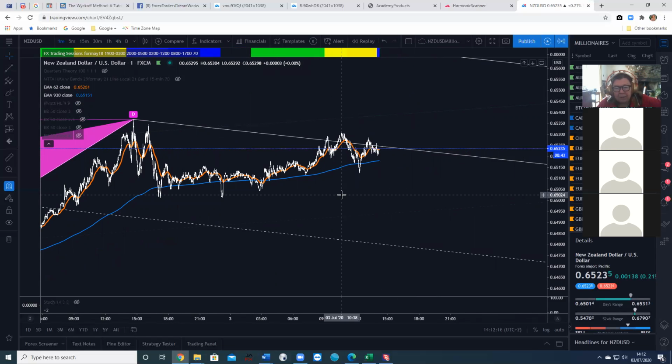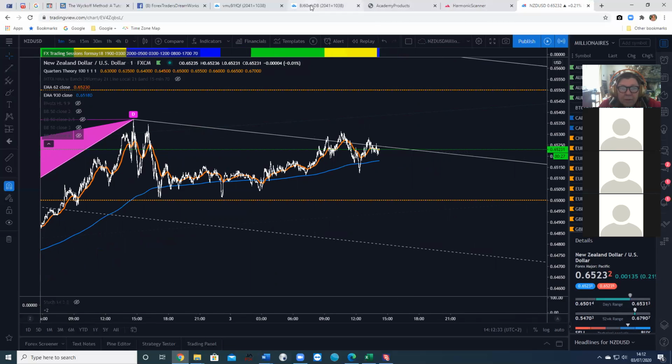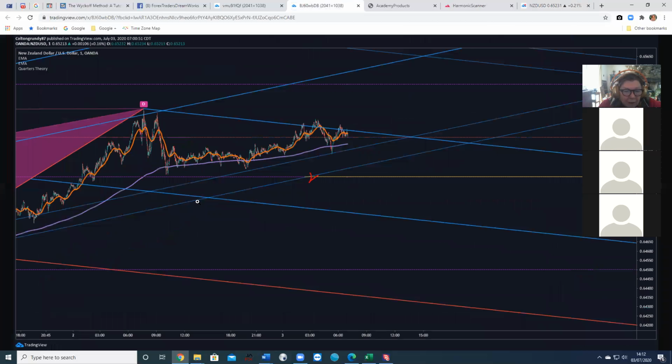So let's break it down. I may not have that other scan that has the extensions, the same one as my quarter theory. It's not another scan, it's a second pitchfork off of the XA.